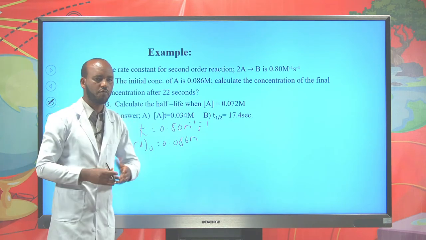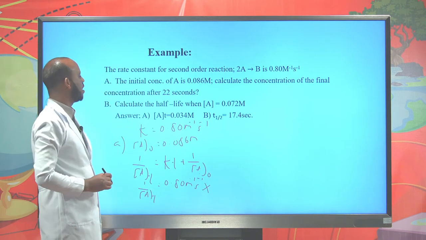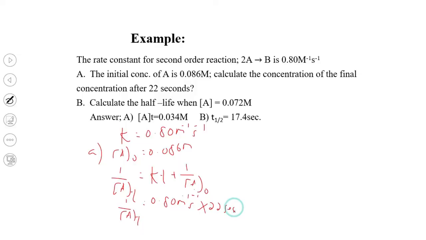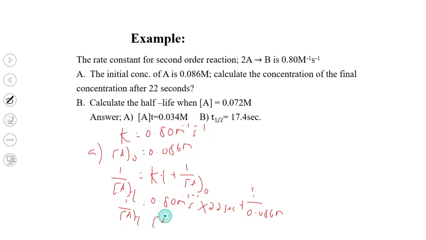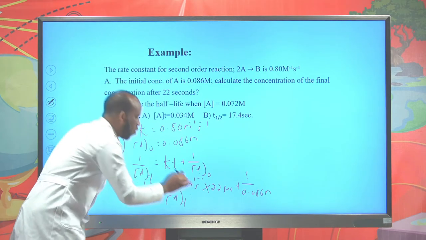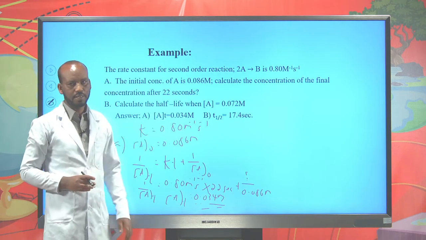The integrated rate equation for a second-order reaction is: 1 over concentration of A at any time t equals Kt plus 1 over initial concentration A naught. So 1 over concentration of A equals the rate constant, 0.80 per molar per second, times t, which is 22 seconds, plus 1 over initial concentration A naught, which is 0.086 molar. Now the concentration of A after 22 seconds equals 0.034 molar.